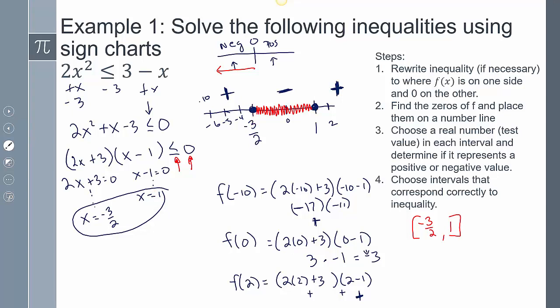Then I chose a real number and I tested the value in each interval and determined if it represents a positive or negative value. So I tested a number here, -10. It represented a positive number. I tested a value here, 0. It represents a negative number. I tested a positive value here, 4 or 2, and that represents a positive number. And then choose the intervals that correctly correspond to the inequality. So this says numbers that are less than or equal to 0. So the numbers that were less than or equal to 0 are going to be these numbers here. And so that's why my solution is going to be -3/2 and 1.